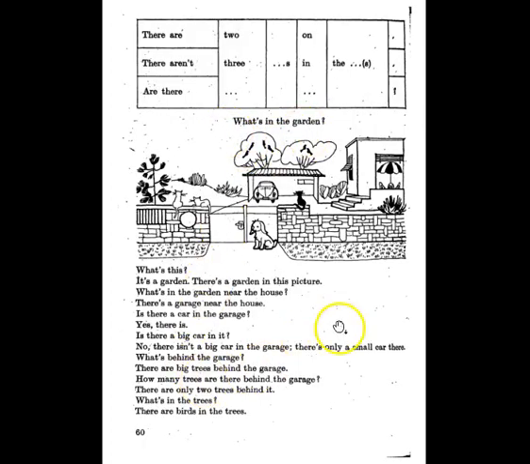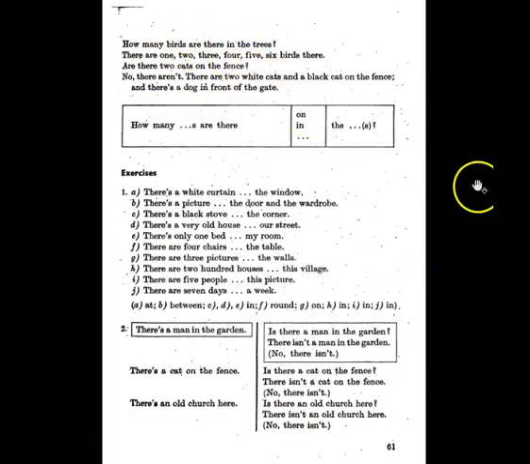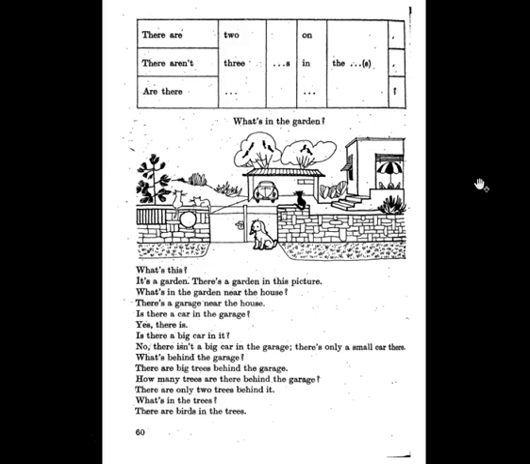Read this text at least 3 times and try to memorize as much of it as possible. After that, I need you to write questions for the affirmative sentences. Try to write as many questions as you can. For example, there's a garden in this picture. Question: is there a garden in this picture? Second question: what is in this picture?